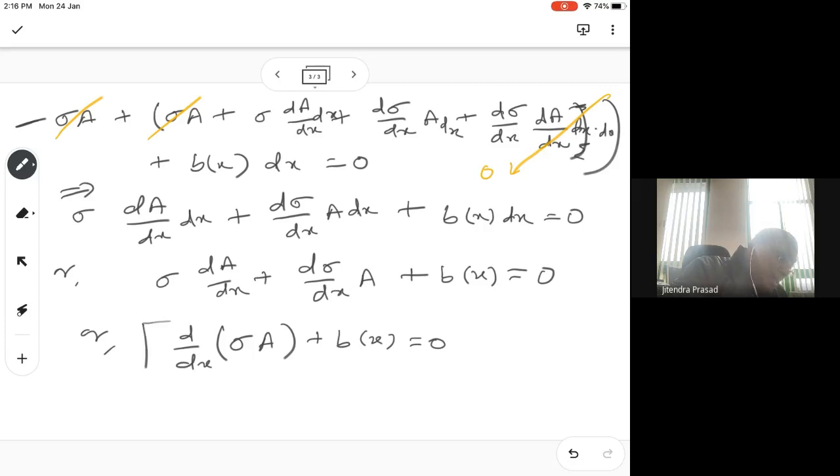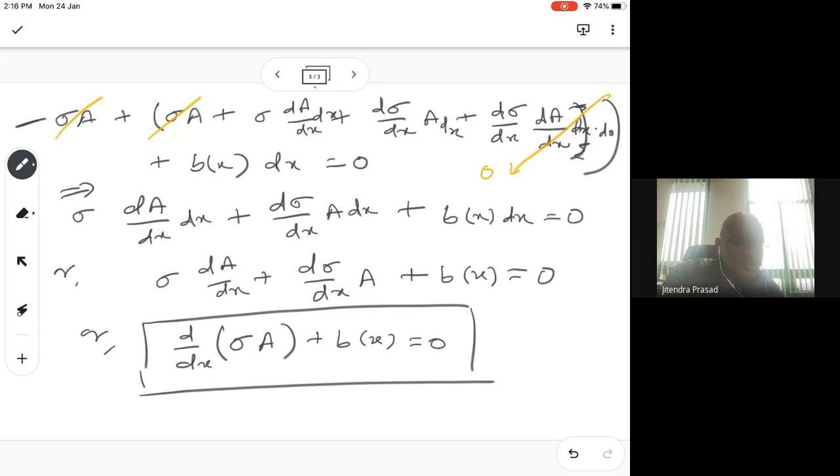So this is one equation we got. So this is a 1D elasticity problem.